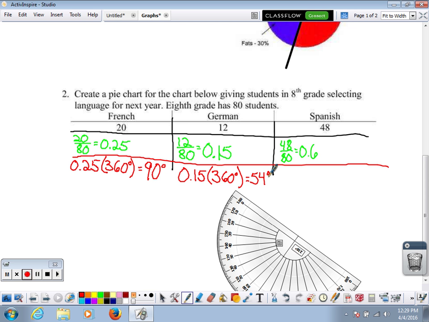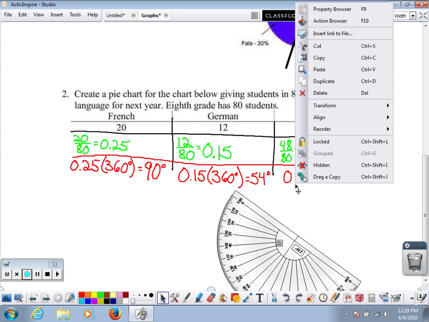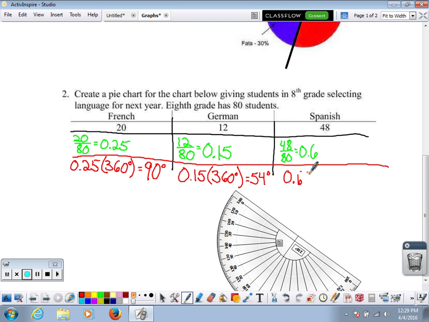Okay. Then finally, we'll do the same thing for Spanish. Okay, and Mario, how will I find the angle measure for the Spanish crowd? 0.6 times 360 degrees. And Mario, what did you get when you did 0.6 times 360 degrees? I'm sorry, say again? Good, 216 degrees.